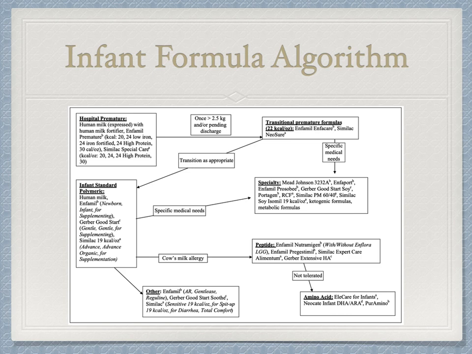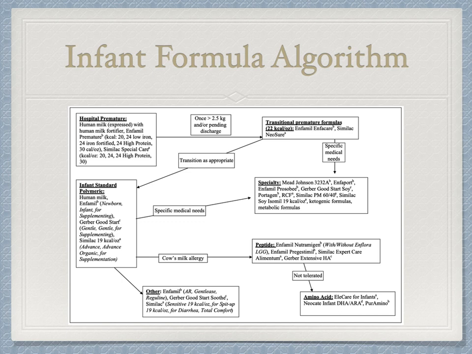If there are specific medical needs or specific intolerances, there are different formulas that you can choose for infants. If you go up to the specialty box, you can see there's Enfaport, that's for chylothorax. You've got Prosobee, Good Start Soy, Portagen, also for chylothorax. RCF is a renal formula.